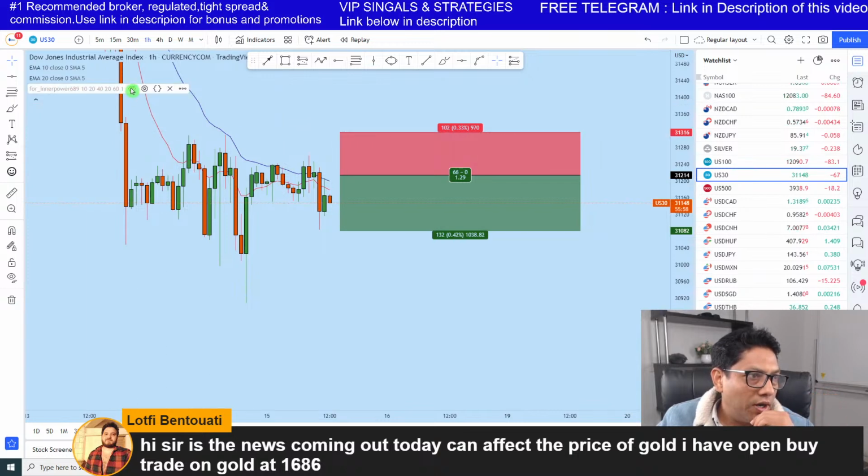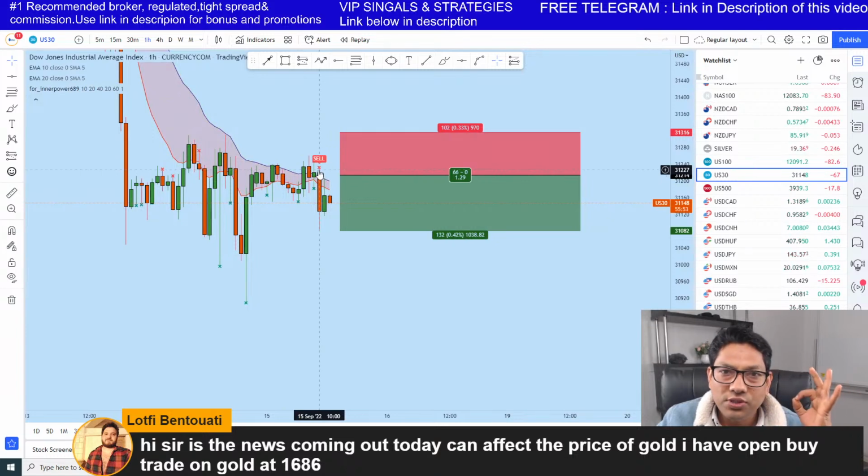Let's see what our indicator says. You can see sell exactly where we need to sell.